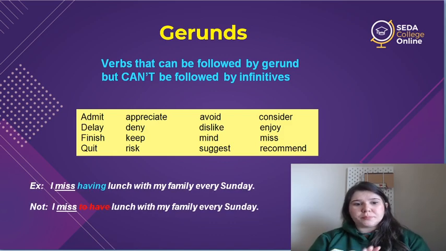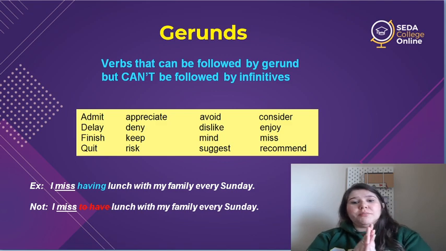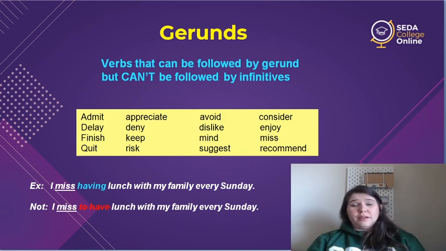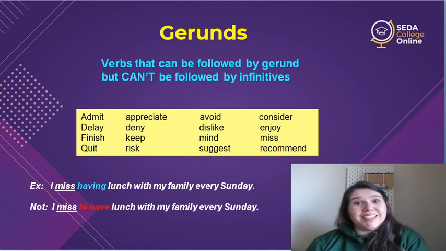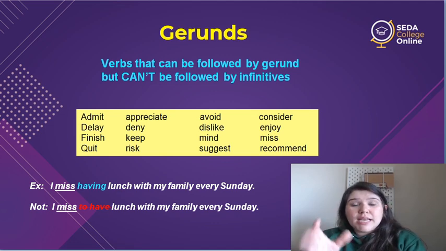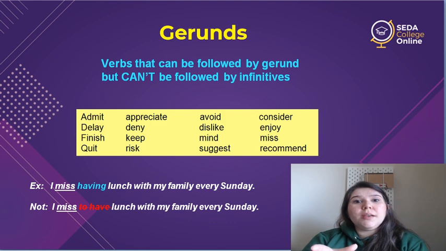An example here. I miss having lunch with my family every Sunday. Okay, so the verb miss is followed by another verb in ing form. I can't say I miss to have lunch with my family every Sunday. Why, teacher? Because it can't be followed by infinitive, only by gerund. Okay, so my suggestion here is take these verbs after the class and try to make up some sentences using them, using a second verb, and remember to practice that they are always followed by gerund, always.